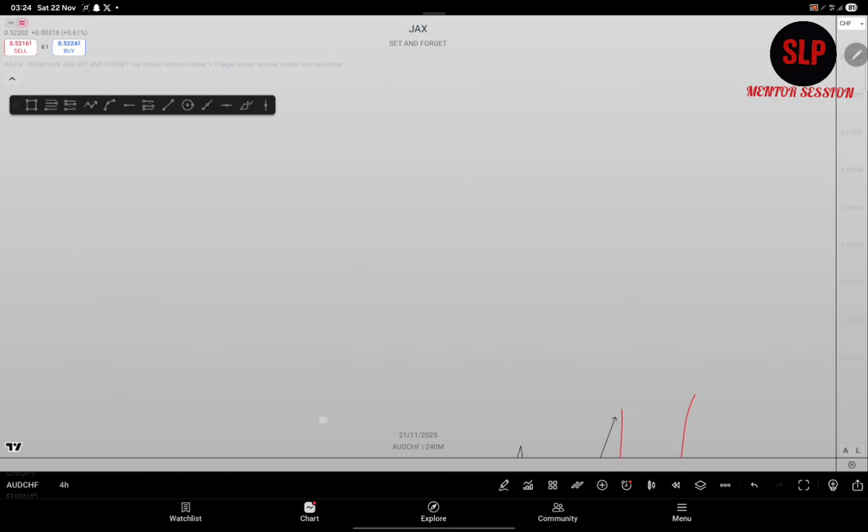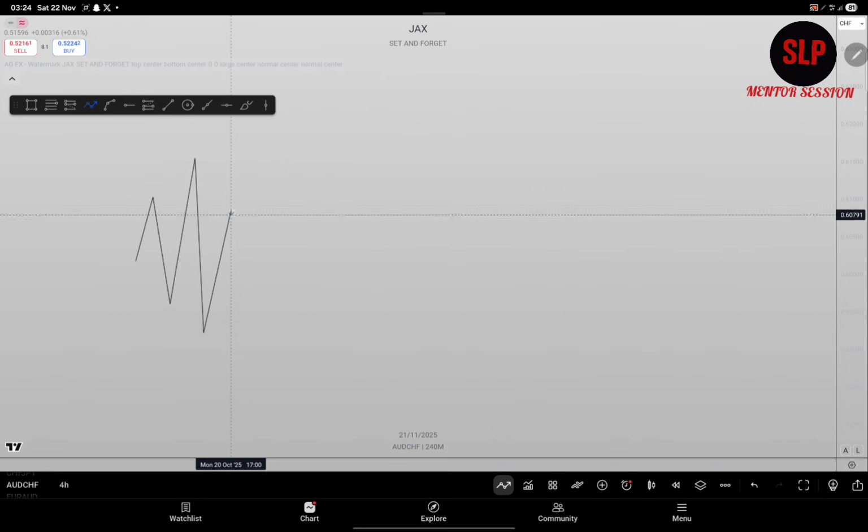Let me just draw out the scenarios of this. Okay, this is simple. When you understand the logic, this is the sweep, the break of structure that must occur after the sweep, and a valid inducement, another break of structure.